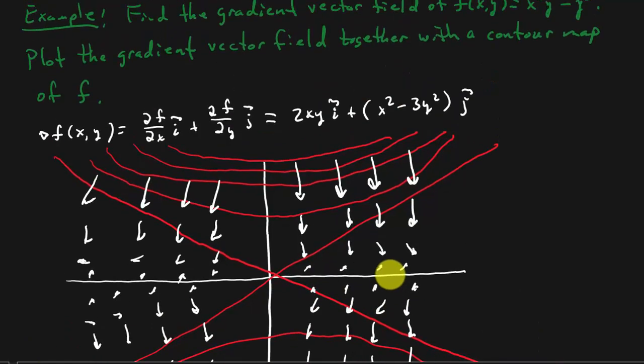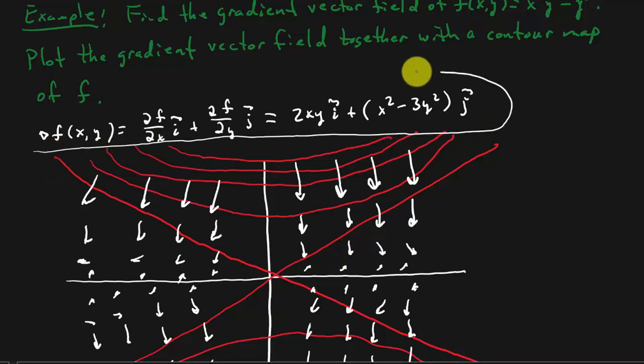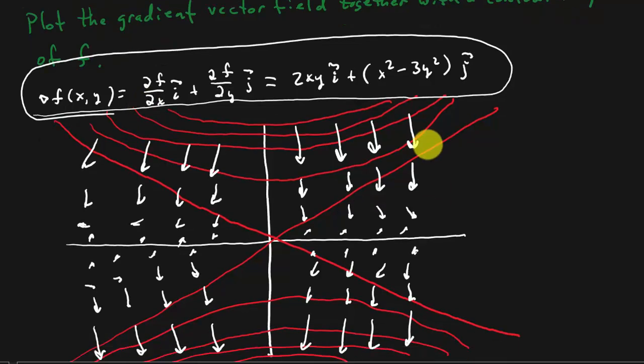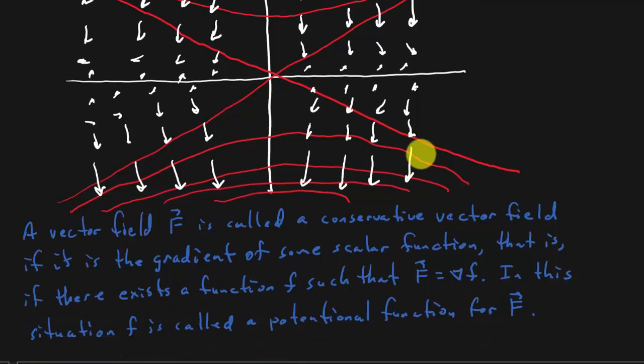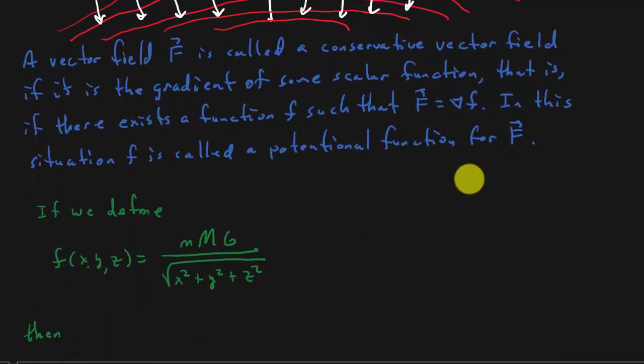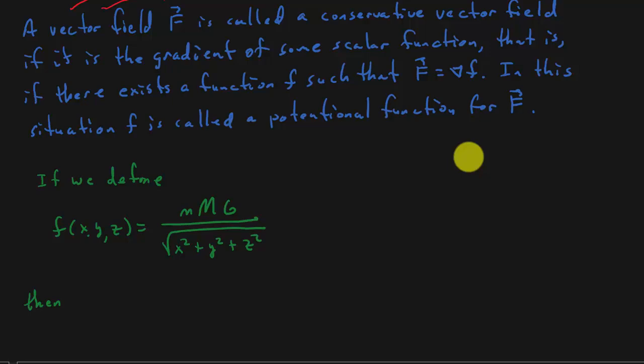But this right here, I'm showing you how to find the gradient vector, and then this would just be a picture of kind of what it looks like. But like I said, get you some software and graph these things. I don't know if there's any calculators that do it or not, but there might be.